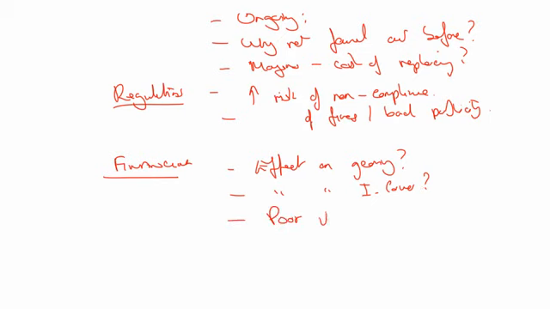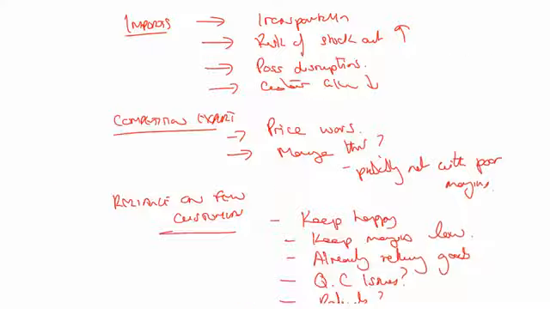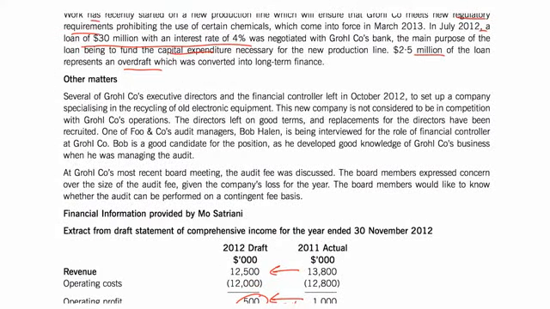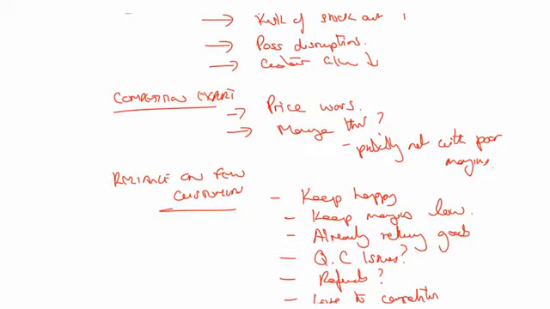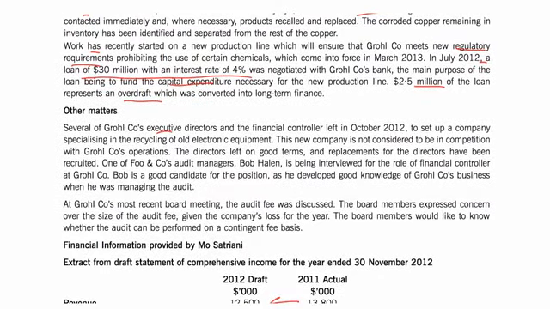We are clearly suffering from poor liquidity already because of the overdraft. And so therefore, if we do run into cash flow problems, how are we going to get out of these? Other matters, several of the executive directors and the financial controller left to set up a company, so loss of directors, loss of key employees, etc. A fairly straightforward question. I'm not going to keep going, you can do that bit yourself.